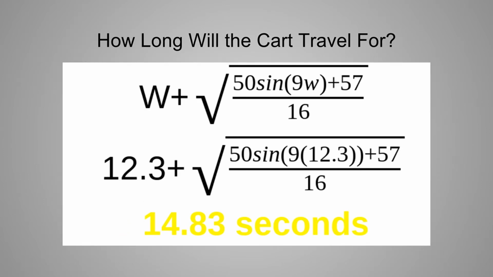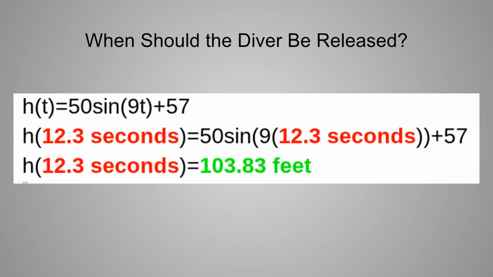The total time the cart needs to travel is 14.83 seconds. This is solved by using the cart travel time formula. The formula contains the height, which is 50 sine open parentheses 9W plus 65 close parentheses, which becomes 50 sine open parentheses 9W plus 57 close parentheses because the cart is above ground level by 8 feet. In addition, the W for 9W is for real time, which is the distance away from the 3 o'clock by seconds. To start off with the equation, H of T equals 50 sine of 9T plus 57.